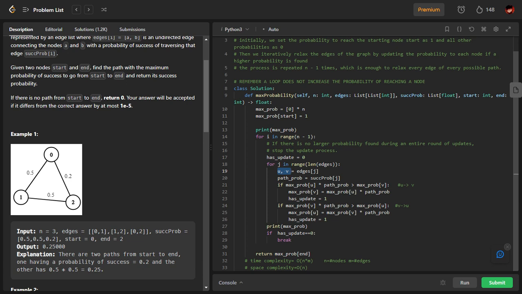Then we are going to get the success probability for this edge. Okay, this is the success probability for this edge. For example, for 0 1 this is the success probability, right? So we're trying to get the success probability, this is called the path probability.